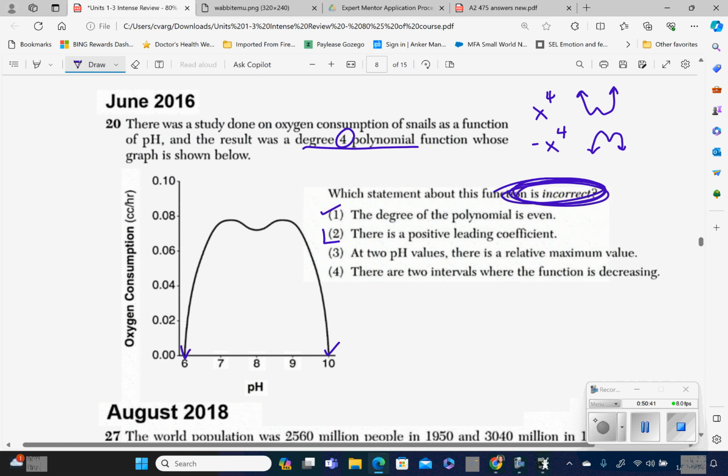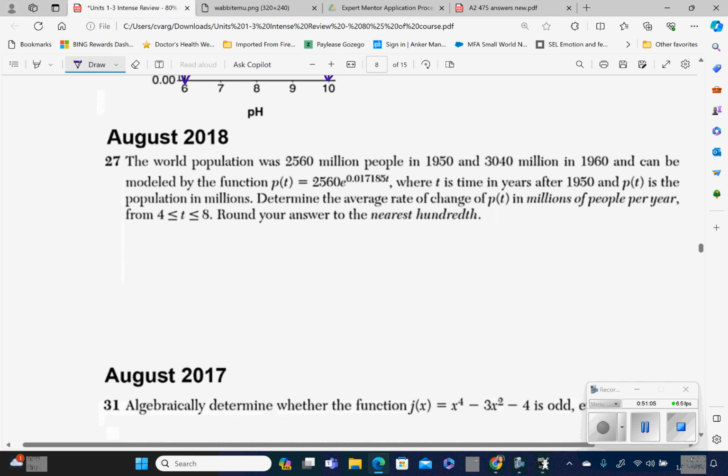At 2 x-values, there's a relative maximum. Yeah, somewhere around here and here. There are relative maxima, so this is true. There are 2 intervals where the function is decreasing. So again, we're looking from left to right. Right here, the function is decreasing, and over here, the function is decreasing. So that is also true. So option number 2 is the one that is false. Okay.